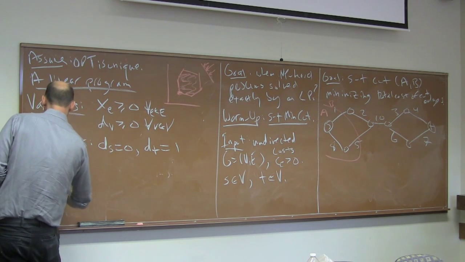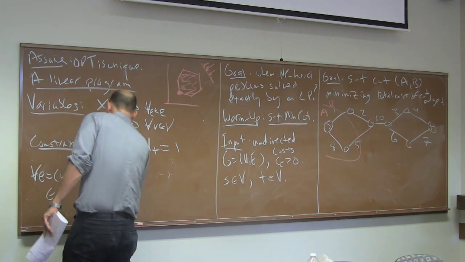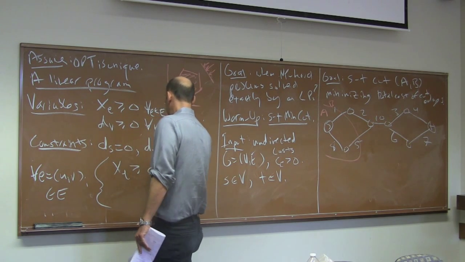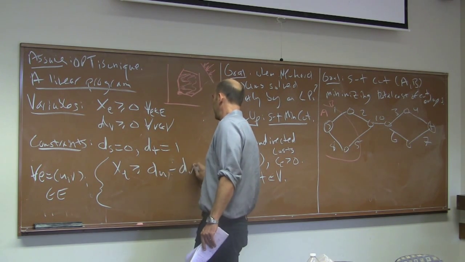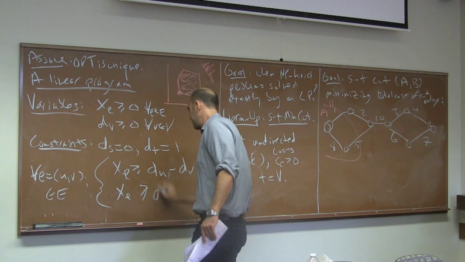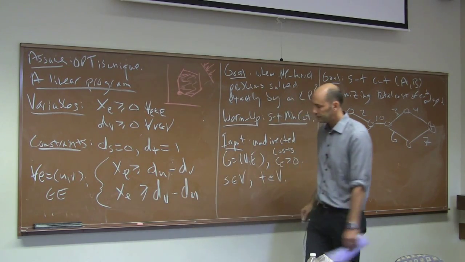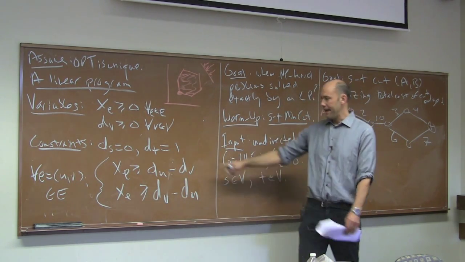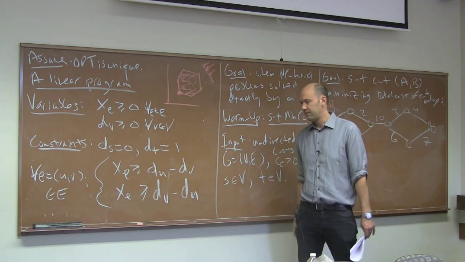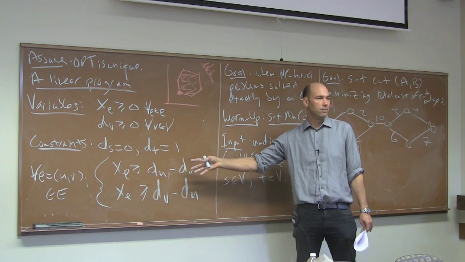So for all edges with endpoints u and v, we have a pair of constraints which says xe is at least du minus dv, and xe is also at least dv minus du. So this is just saying, xe is at least the absolute value of the difference between du and dv. I wrote it this way so it's obviously linear in the decision variables.